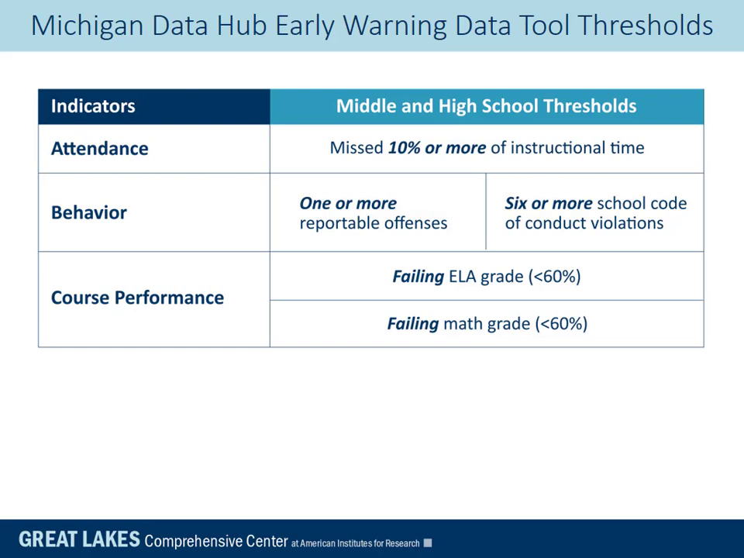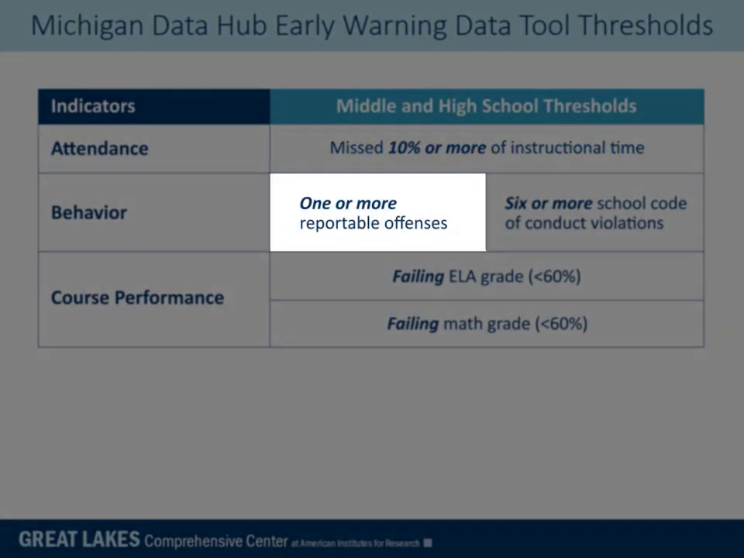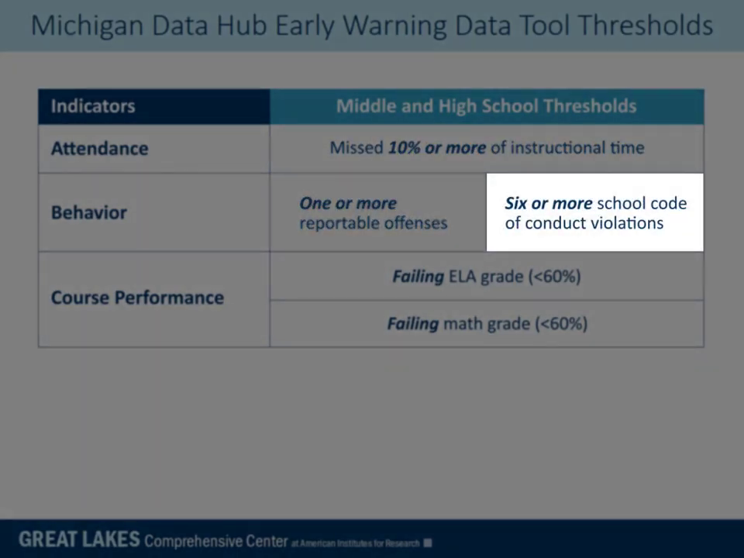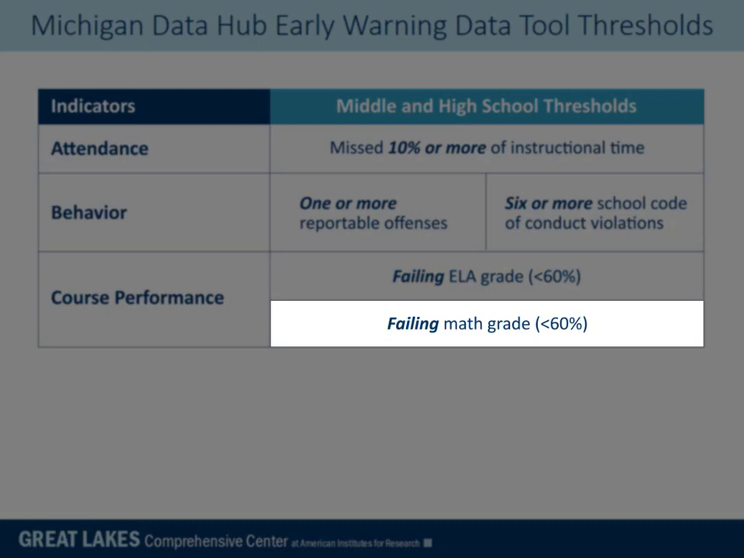Let's review the thresholds for each of the early warning indicators in the Michigan Early Warning Data Tool. An attendance rate of less than 90%, that is, missing 10% or more of instructional time. 1 or more state reportable offenses. 6 or more school code of conduct violations. A failing English language arts grade. A failing math grade.